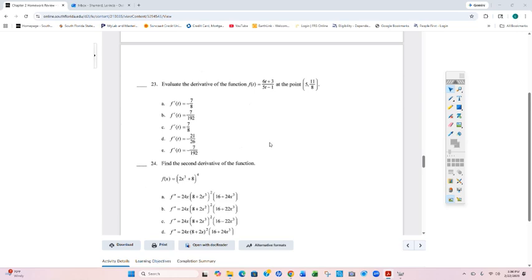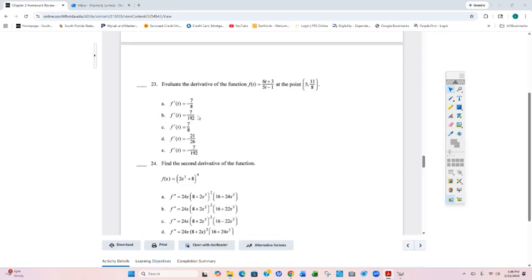Number 23, evaluate the derivative of the function f of t equals, this is a fraction, in the numerator 6t plus 3, in the denominator 5t minus 1. We want to do this at the point with the coordinates 5, 11/8. Those are the coordinates of the point.